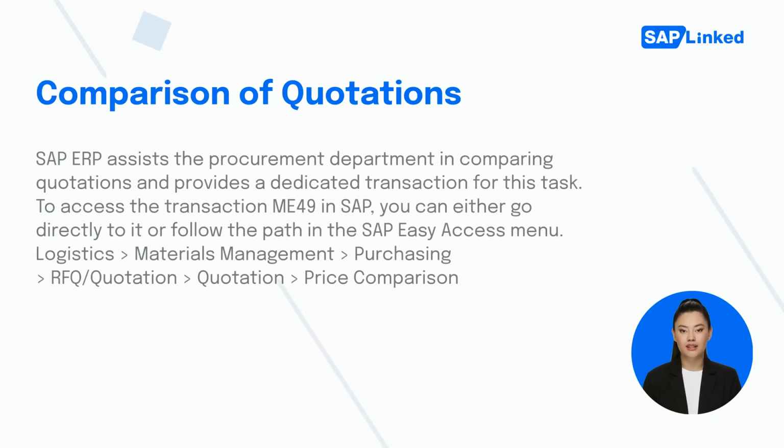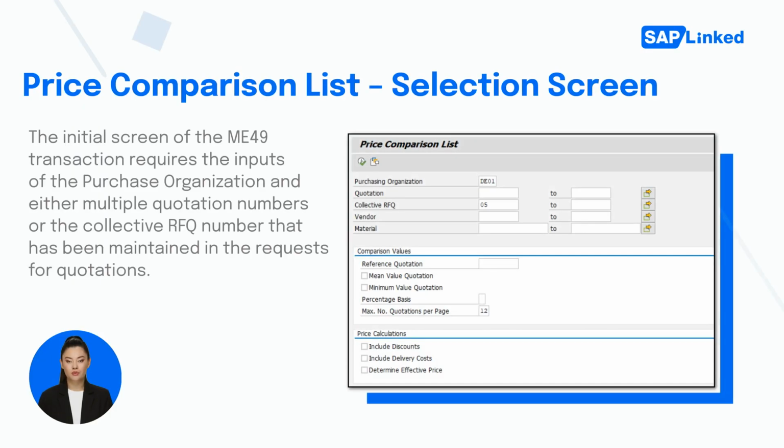SAP ERP assists the procurement department in comparing quotations and provides a dedicated transaction for this task. To access the transaction ME49 in SAP, you can either go directly to it or follow the path in the SAP Easy Access menu: Logistics, Materials Management, Purchasing, RFQ/Quotation, Quotation, Price Comparison. The initial screen of the ME49 transaction requires the inputs of the purchasing organization and either multiple quotation numbers or the collective RFQ number that has been maintained in the requests for quotations.